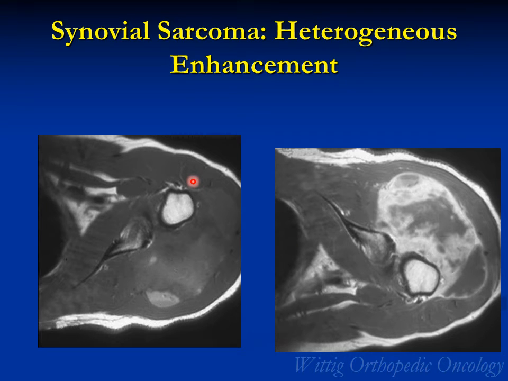This is the same synovial sarcoma with gadolinium administration, and you can see here where a significant component of the mass enhances, but then there's these large necrotic areas and cystic areas which are not enhancing, okay, which is typical, consistent with hemorrhage and necrosis.